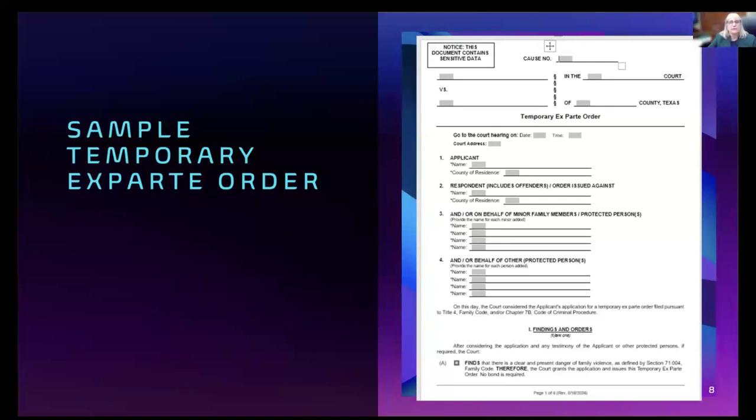Sometimes we are seeing these forms with no hearing date. The court can't grant a temporary ex parte order unless we're able to also set it for a hearing. So make sure that the form you use, and this is from the Office of Court Administration website, that form that you use has the hearing notice at the top.